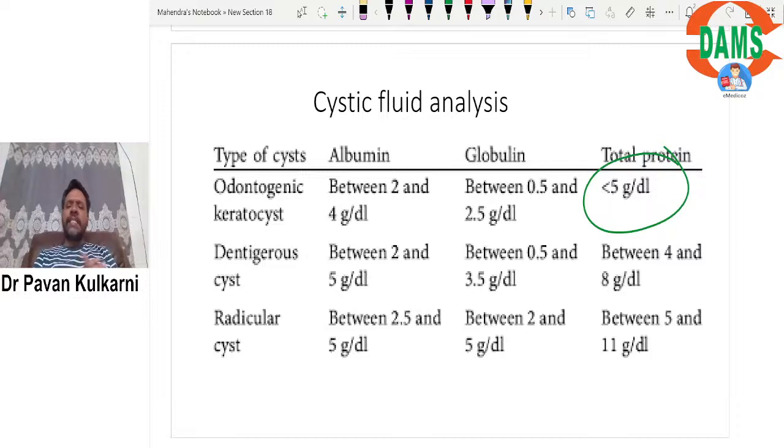Whereas in dentigerous cyst, it will be 4 to 8 grams, and in radicular cyst, it will be 5 to 11 grams. So OKC will have less total soluble protein. That is the gist, and that is what you are supposed to remember in the exam. OKC, or odontogenic keratocyst, will have less total soluble protein, 4.5 to 5 grams. Some books give it as 4.5, some books give it as 5 grams. It will be less than that in case of the OKC. Let us move on to the next.